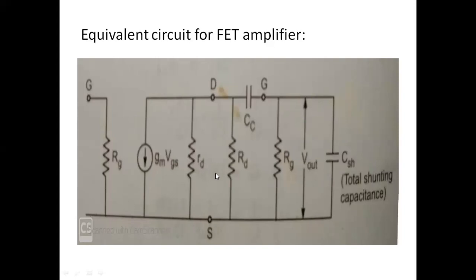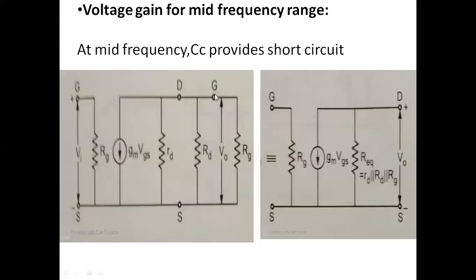That is gm, VGS, RD and capital R. This is the output section of the first stage. And here we have some coupling capacitor, and this is the input section of the second stage. Next, let us analyze the effect of the coupling capacitor at the mid range of frequencies.